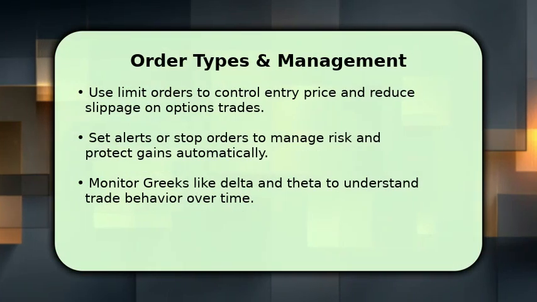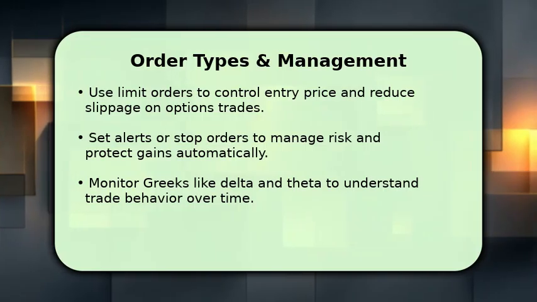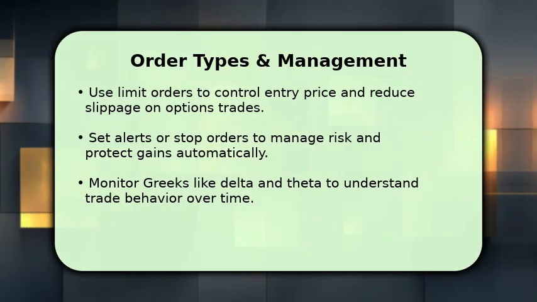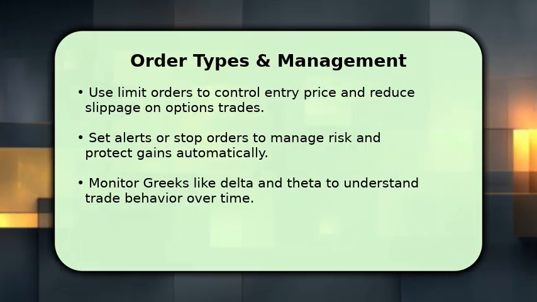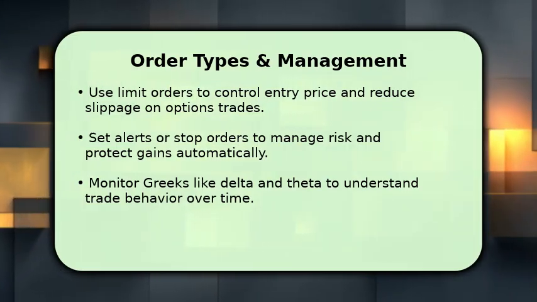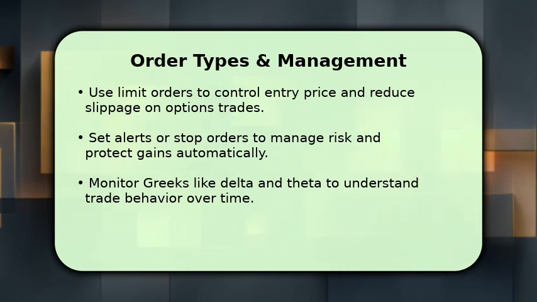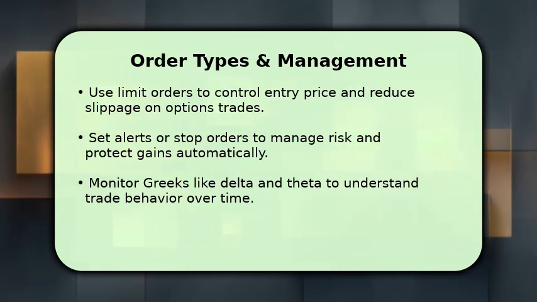When placing an options order, choose the order type that matches your intent, such as limit for price control or market for immediate fills. Add an order duration like day or GTC based on how long you expect the trade to take. Consider OCO or stop orders to protect downside or lock profits.